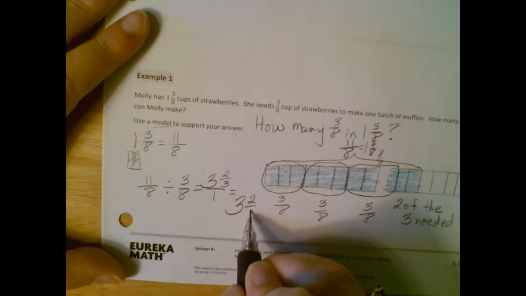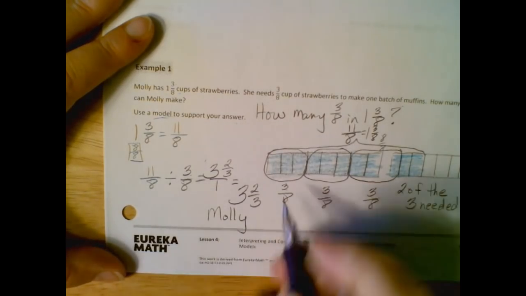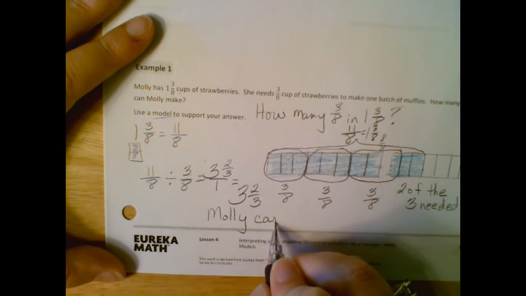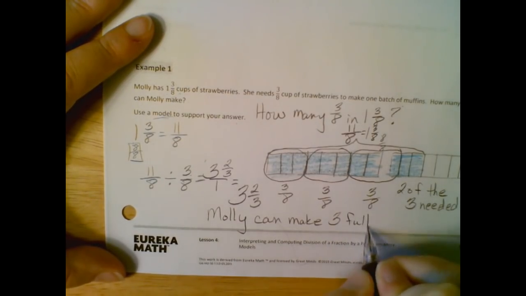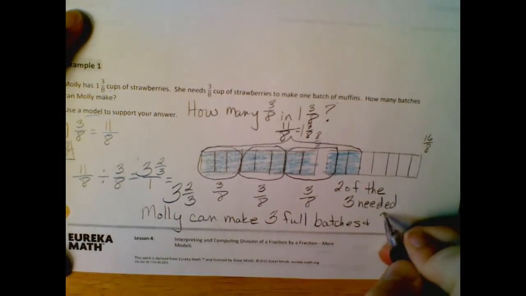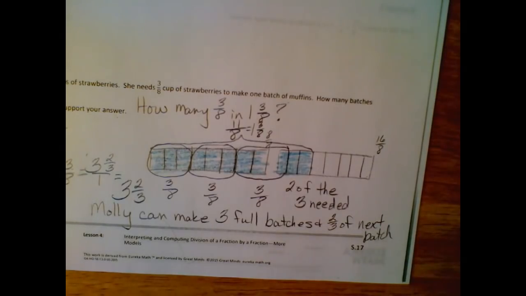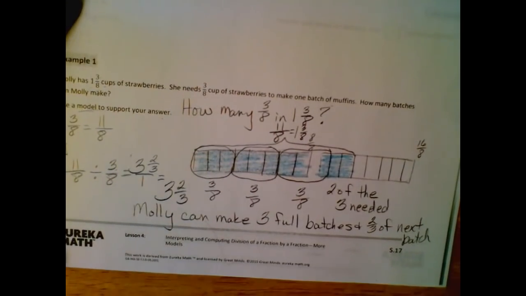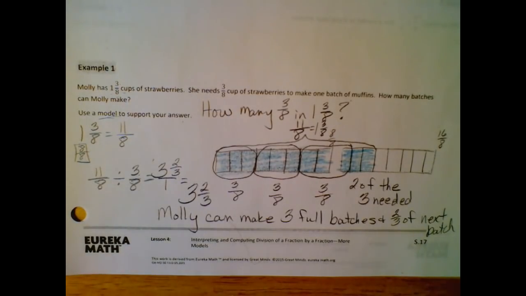3 and 2/3. So don't forget your sentence. Molly can make 3 full batches and 2/3 of the next batch. She doesn't have enough for that 4th batch. So 3 full batches and 2/3 of the next batch.